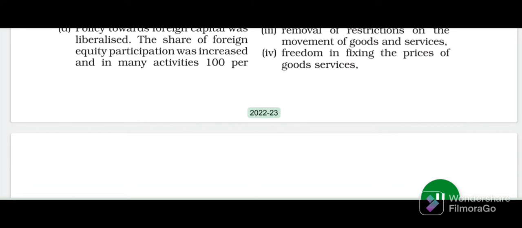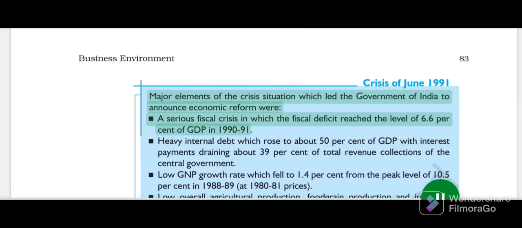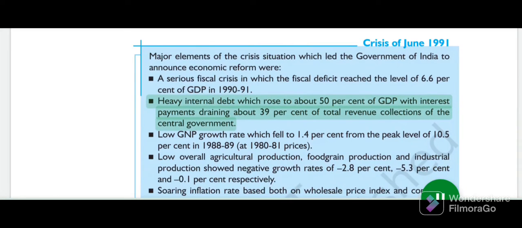Major elements of the crisis situation which led the Government of India to announce economic reform were a serious fiscal crisis in which the fiscal deficit reached the level of 6.6% of GDP in 1990-91, and heavy internal debt which rose to about 50% of GDP with interest payments draining about 39% of total revenue collections of the central government.